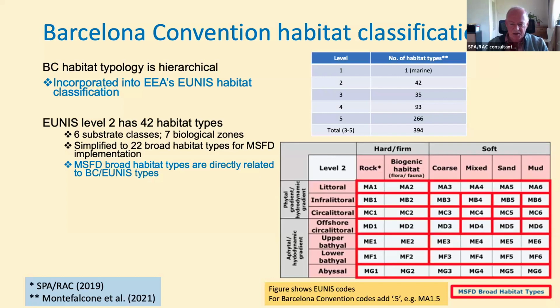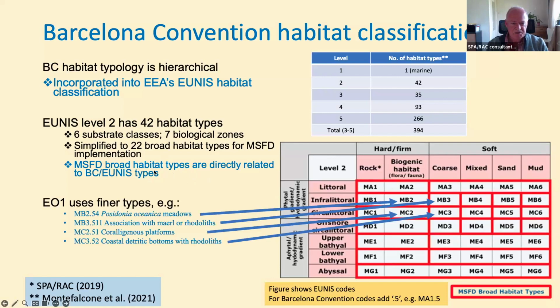This level 2 structure is then taken and used in the MSFD context as a set of 22 broad habitat types. So there is some simplification of this level 2 structure for MSFD implementation purposes. And just to explain the relationship to the EO1 habitats, these are more finely described habitats, and they sit within the classification system within some of these particular broad habitat types. So they're at levels 4 and 5.